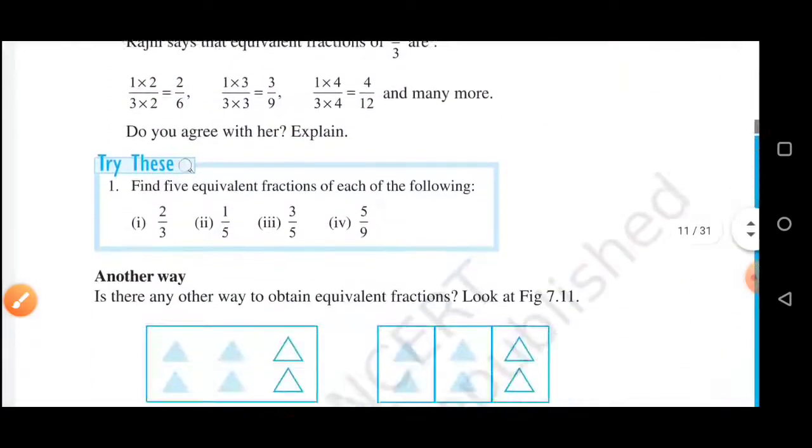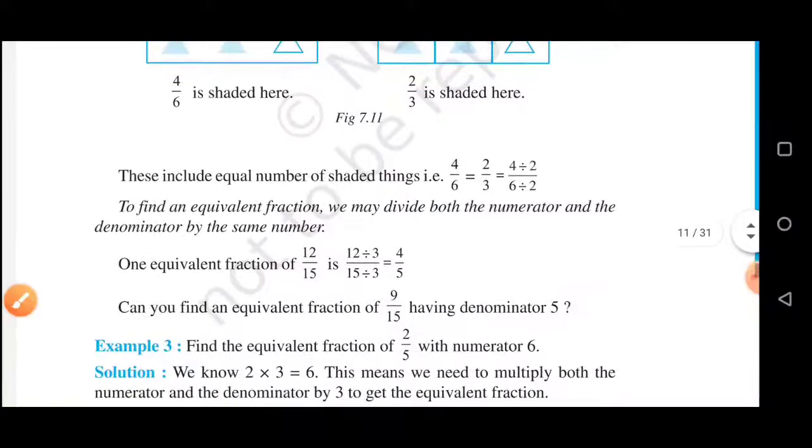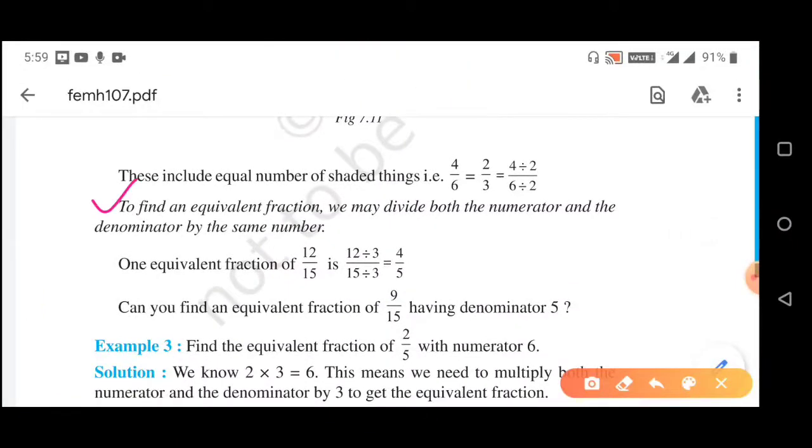Now, to find an equivalent fraction, we may divide both the numerator and the denominator by the same number. So to find the equivalent fraction, we can multiply or divide both the numerator and denominator by the same number. The number should be same.